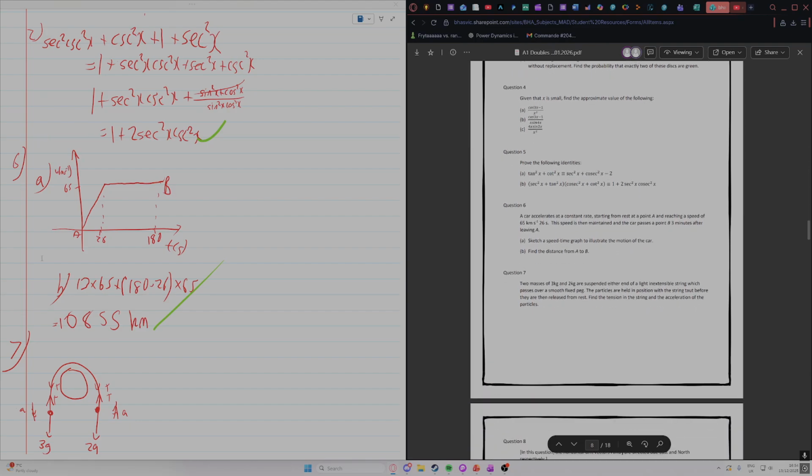And anyway, next question, we have the speed time graph, finding the area as well. This was really not that interesting.